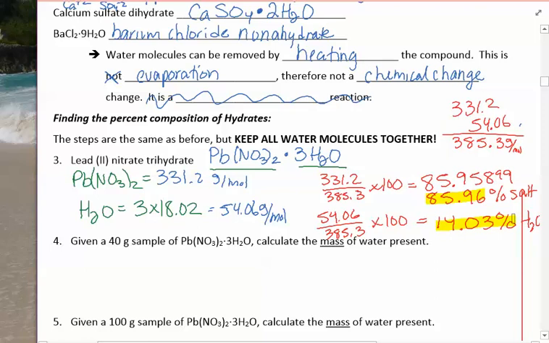So in the next example, we have a 40-gram sample of lead nitrate trihydrate. We want to calculate the mass of the water that is present. So what we're going to do, we're going to take the mass of our sample, which is 40 grams. Notice there's only one sig fig here. The 4 is our only significant digit. We're then going to multiply that by the percent we just calculated, 14.03 divided by 100.